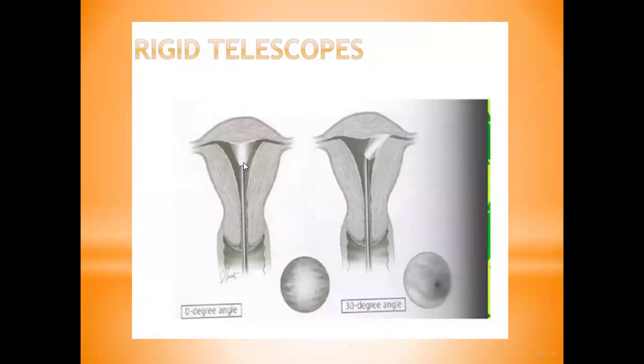Either 0 degree to see in front of you, or 30-degree to see the corner or angle with slight deviation. 60-degree or 70-degree are not usually used in hysteroscopy, either 0 or 30-degree.